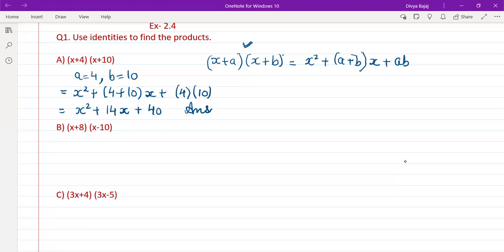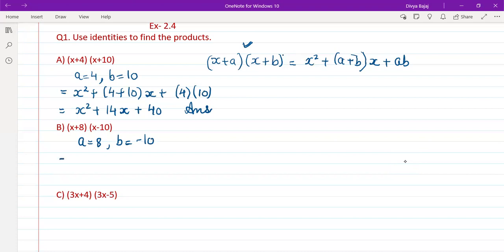Let's look at the second question, (x + 8) in the first bracket and in the second bracket (x - 10). Observing the B part, you can see that this question is also in the form of the same identity, (x + a). This is our first bracket where a is 8, and (x + b), where b is minus 10. So again, we are going to use the same identity.